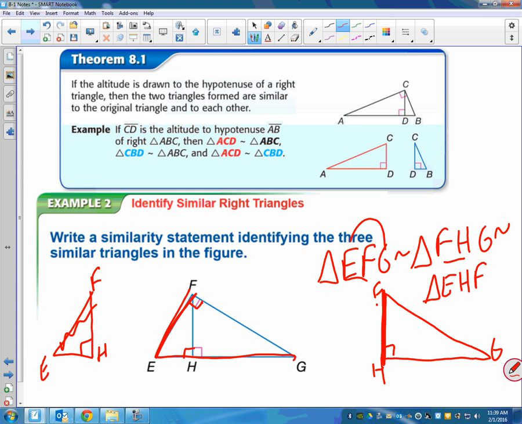What's my right angle in the biggest triangle? No, the great big one here. My right angle is F, right? What's my right angle in this triangle? So those have to be in the same spot, right? And in that one, it's also H. So all those right angles, those letters have to be in the same spot, however you choose to write it.